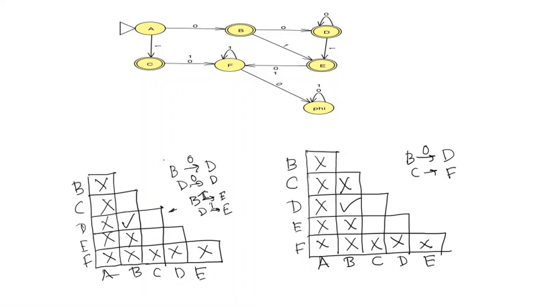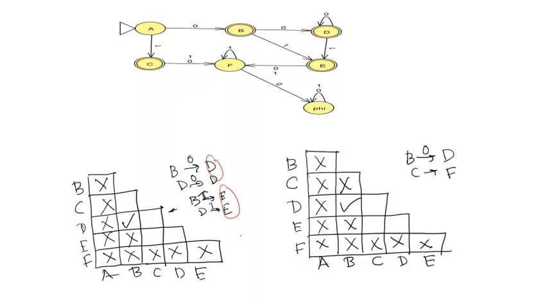Next, we check the pair of states B and D. We have already seen in the partition table case that B, D are indistinguishable states, because B taking 0 and D taking 0 goes to D, B taking 1 goes to E, and D taking 1 goes to E. So we get the same transition state from B and D. So we put a tick mark here to mark it as an indistinguishable state.